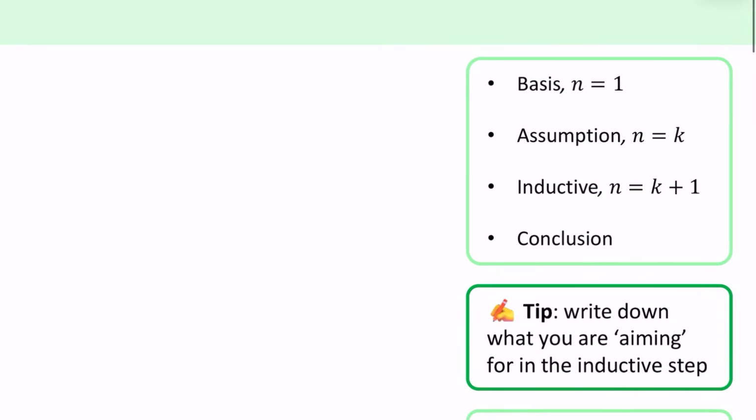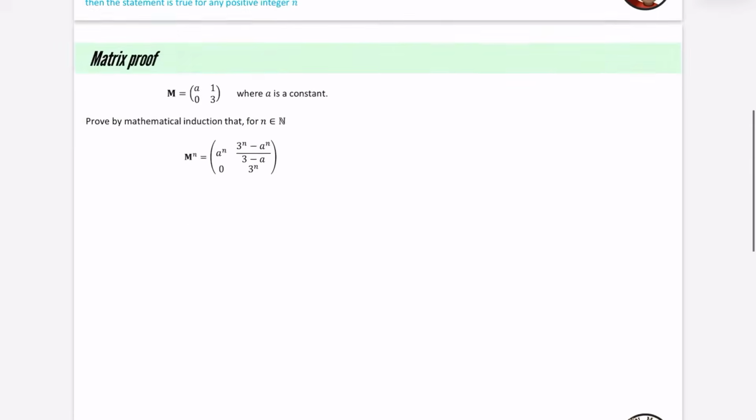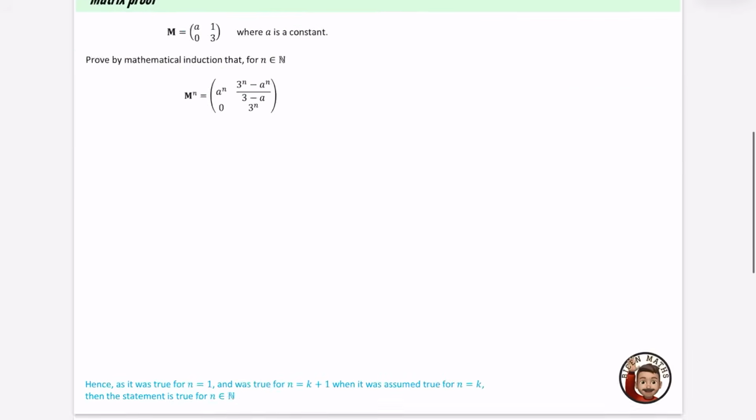A tip that I usually have is for the series questions and the matrices questions, write down what you are aiming for in the inductive step. It usually makes that last part with the algebra a little bit easier. And I'm going to be looking at a series one, a matrix one, and a divisibility proof.